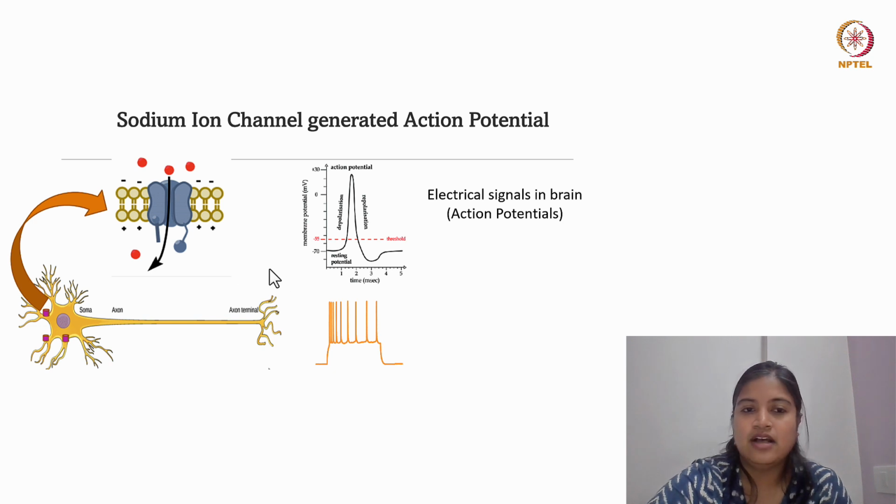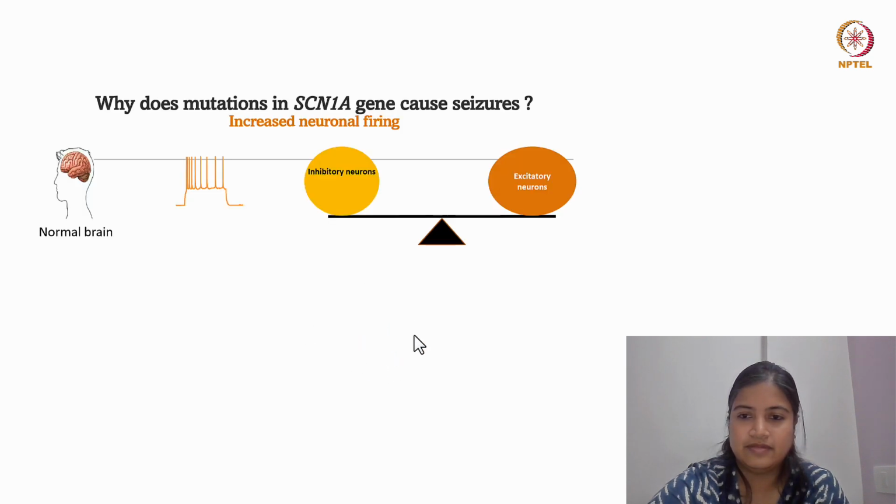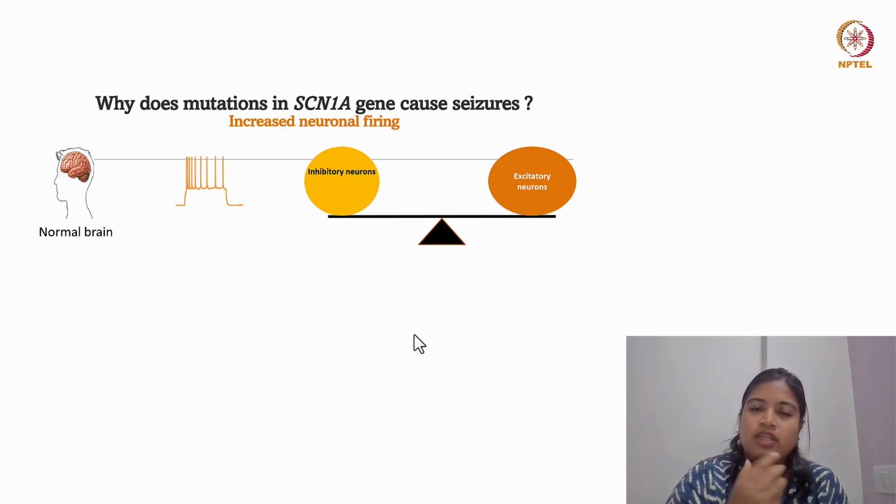Because they regulate ionic flow, they play an important role in the generation of an action potential. Action potentials are nothing but electrical signals that are produced by neurons in our brain. And here is an example of an action potential firing from a mouse brain. So why do mutations in the SCN1A gene cause seizures?